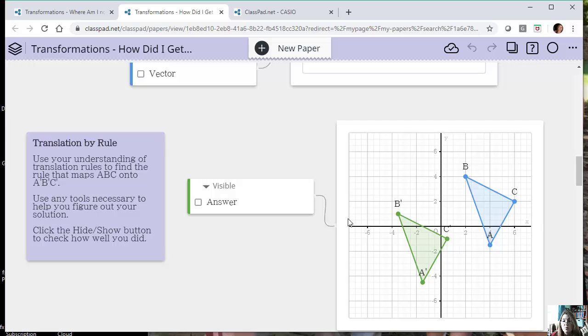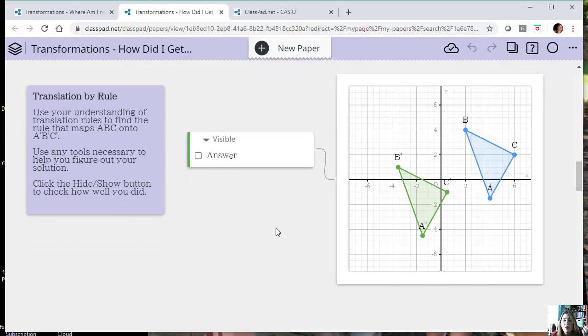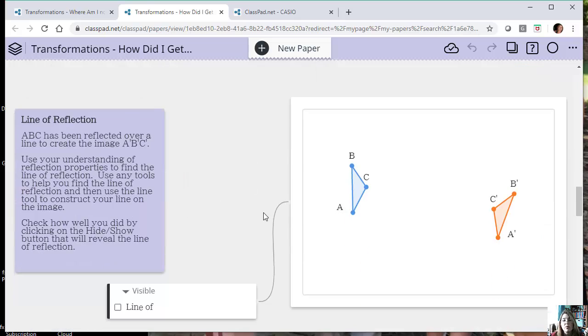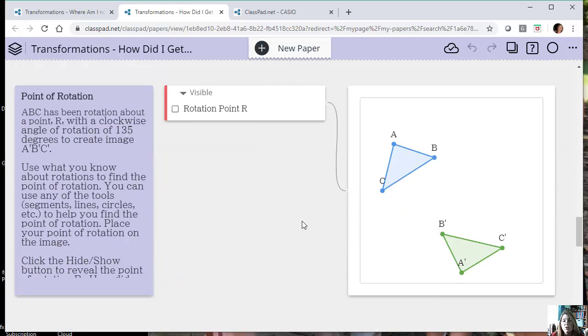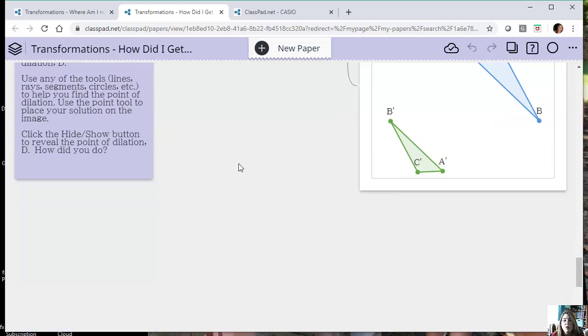Same thing here, translation by a rule. What rule moved the pre-image to the image? Can you figure it out and then check your answer? And same thing down here. Where is the line of reflection? How are you going to figure out where it is? Draw your line of reflection and then check to see how well you did. And same thing here. Where's the point of rotation? And where's the point of dilation?